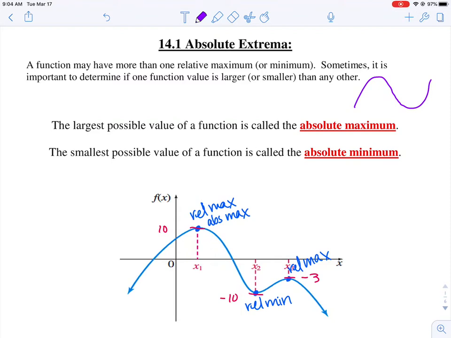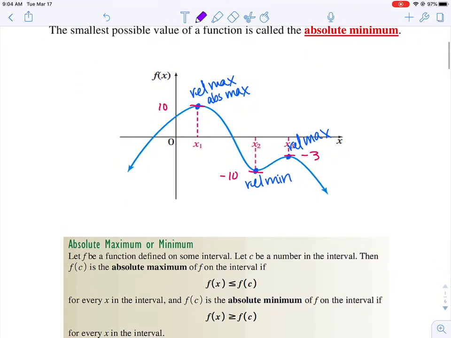Which one of those maximums is the absolute maximum value, or which one of the minimums is the absolute minimum value, where the largest possible value of a function is called the absolute maximum, and the smallest possible value is called the absolute minimum. Sometimes we don't want to find just the relative maximums or minimums, we want to find the highest or the lowest value.